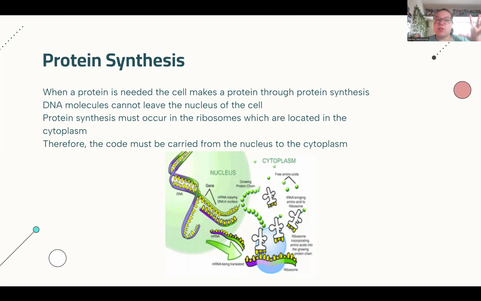So protein synthesis can happen. When a protein is needed, the cell makes a protein through protein synthesis. This is the process of getting the information from the DNA strand, sending it through 2 different processes that we're going to go through, and then creating a protein from that tells our body what to do. Protein synthesis must occur in the ribosome, which are located in the cytoplasm. Therefore, the code must be carried from the nucleus to the cytoplasm.